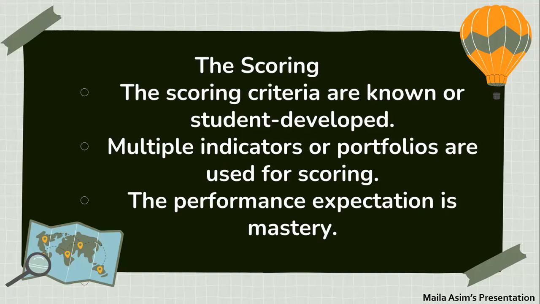Second one, multiple indicators or portfolios are used for scoring, right? So there are certain indicators and the teachers would certainly let us make our own portfolio to be used for scoring. Third is the performance expectation is mastery, of course. The criterion of mastery in every performance should never be lost because it would help the teachers determine if that certain student or that certain group of students really mastered, really understood the topics or the activity given to them.